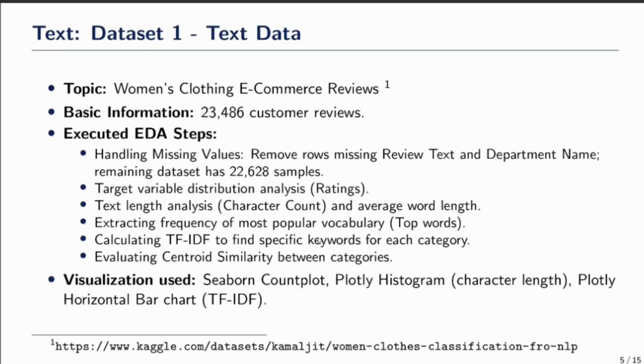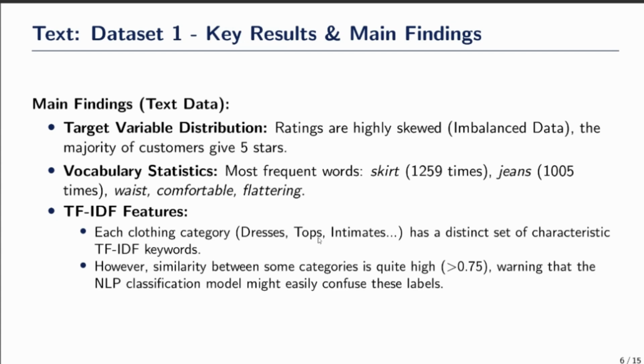The next step is to extract frequencies of the most popular vocabularies. After that, I will use TF-IDF to find specific keywords for each category. And the final step is evaluating the cosine similarity between categories. To visualize this, we use histograms and horizontal bar charts. Now the key results and main findings.